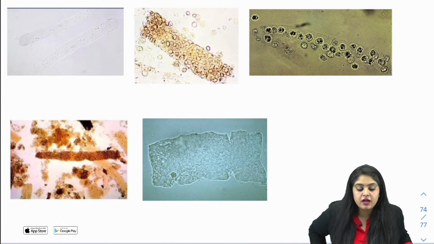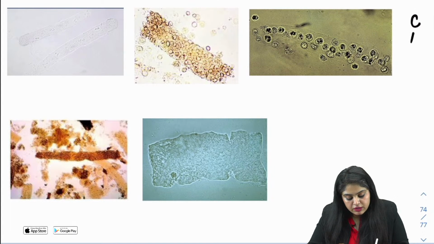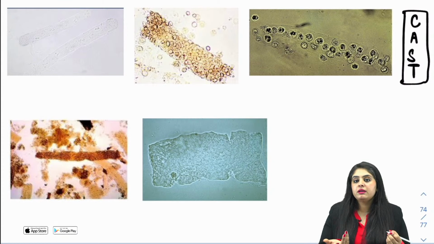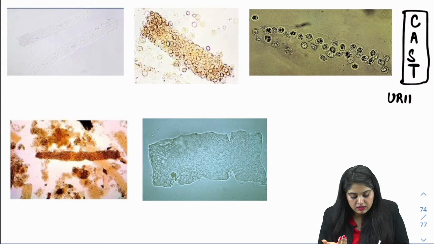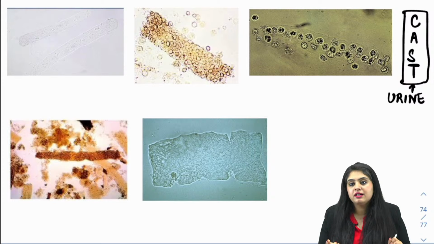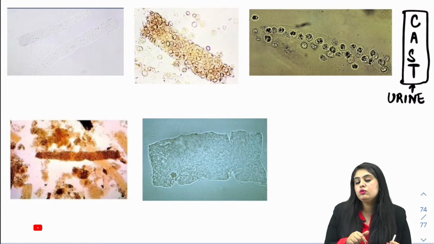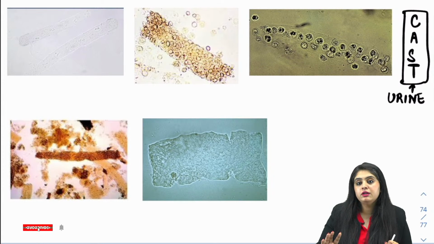So there are just 5 casts that you have to know, which are going to tell you everything about what is happening inside the kidney. So where am I looking at it? I'm looking at it in the urine. Ma'am, in the urine you will see these casts, and by looking at it in the urine you can guess what is happening in the kidney of the patient.